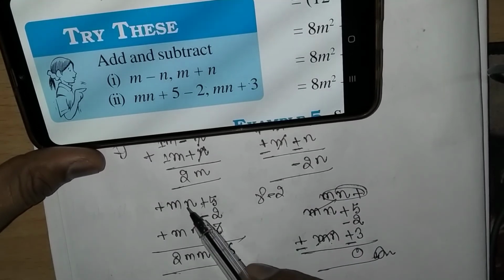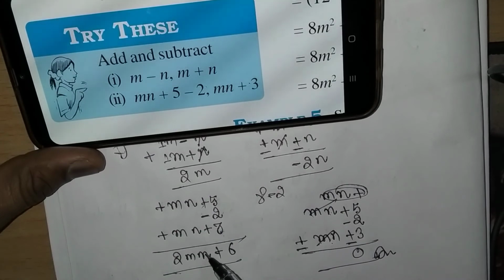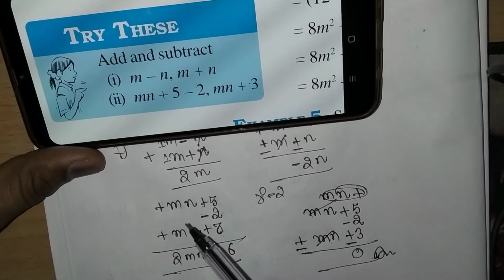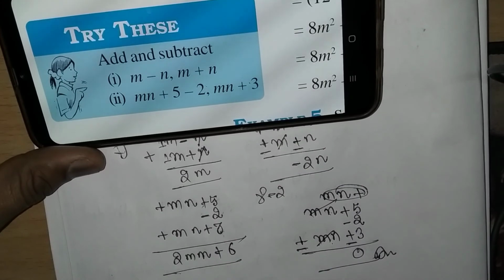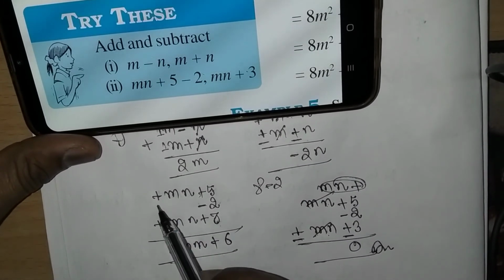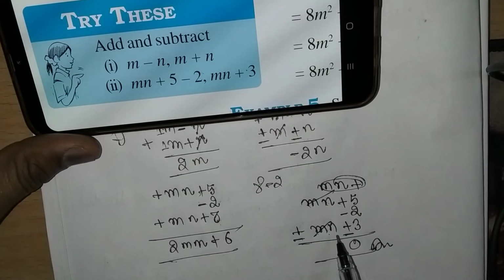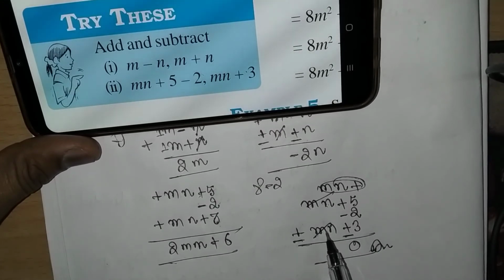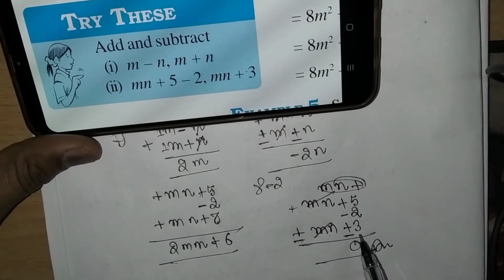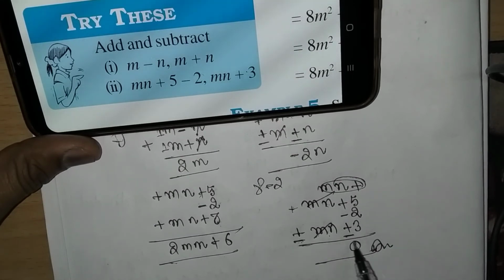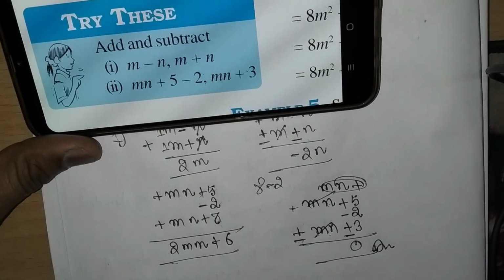mn plus mn, these both are like terms, so these are in the same column and these two will be added, and we added them. Understood? But in this case we did not add them. Why? Because this was of plus sign and this was of minus sign, so they were cut. And the same happened here also. 5 minus 2 we got 3, plus 3, and this one is of minus 3. 3 minus 3 we got 0.